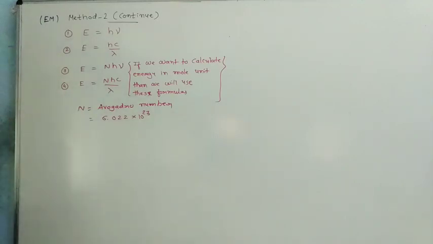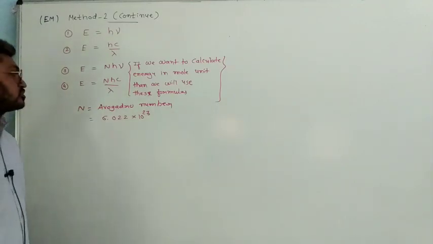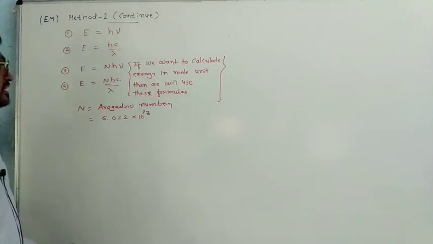So N is equal to Avogadro number, and the number is 6.022 into 10^23. But right now you all have to remember this formula.